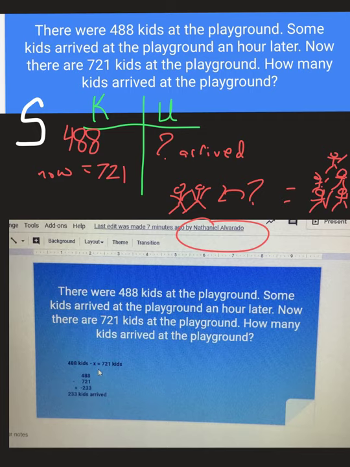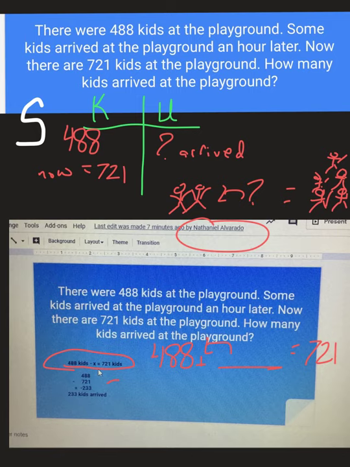And Nathaniel did a fantastic job of using some algebra to show us our unknown, right? That x that he used right there is his unknown. We have 488. Some kids that were unknown joined, and now there are 721. So Nathaniel did his best to show us his math. Don't forget, Nathaniel, that whenever you're subtracting, that bigger number's got to be on top. So you got the right idea, because you can't have negative kids. So good job on that. But we'd have 721. That's not good.